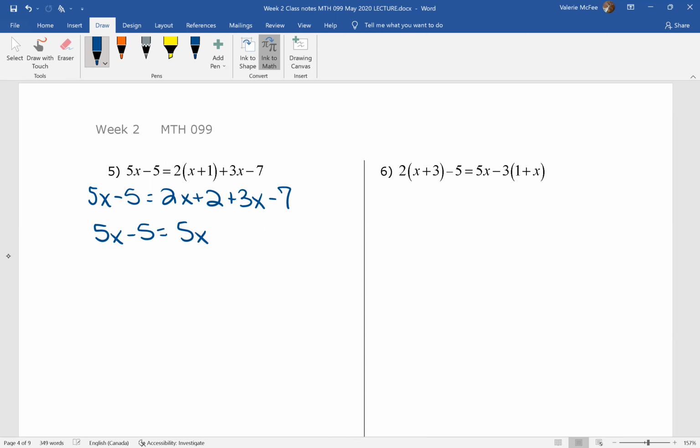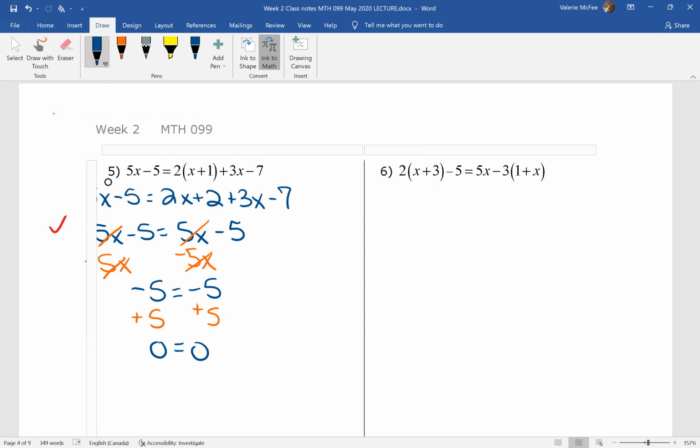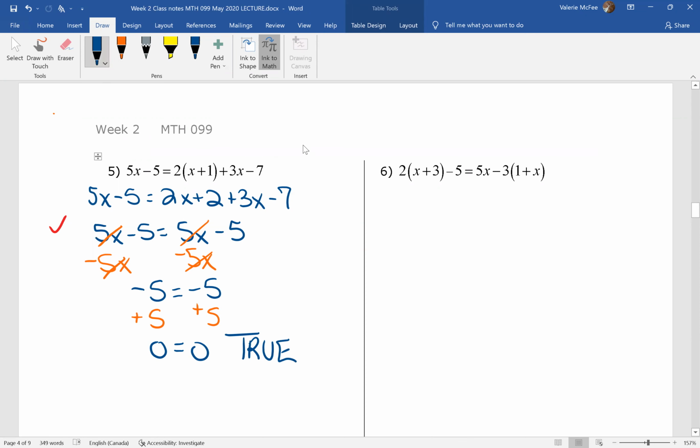Remember that when we are doing these questions as a paper exam, or if I'm verifying a test with you, I'm looking for this step. Did you simplify each side? Look what happened here. I could keep going. I could add 5 to both sides. Did you end up with 0 equals 0? This is a true statement. Let's look at question 6. Pause your video and give it a try.